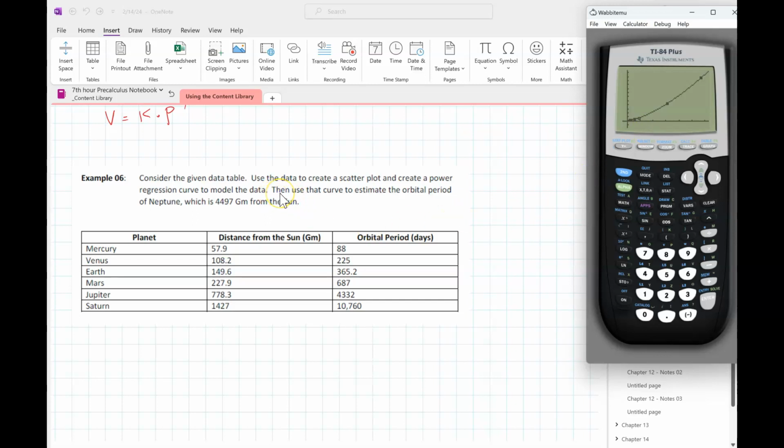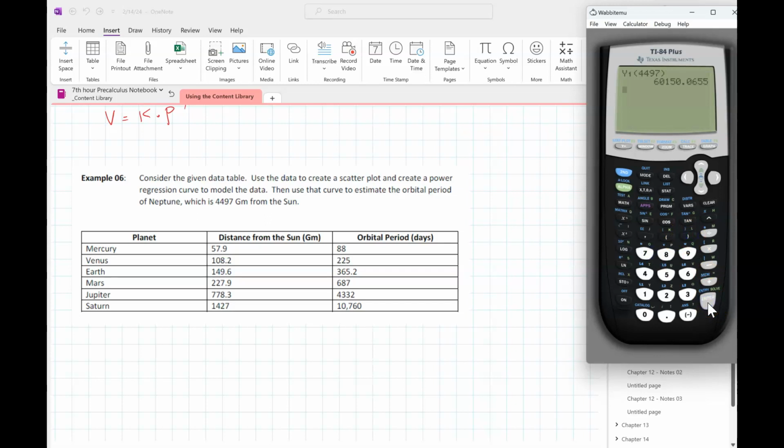The last part of the question says to use the curve to estimate the orbital period of Neptune, which is 4,497 gigameters from the sun. So that is going to be an x value that we want to plug into our equation, right? Notice all our x's are gigameters. How do we do that? I exit to the main screen, and now I want to do Y1 of 4497. So I just need to retrieve that Y1 again. How do I do that? Vars, Y-Vars, Function, Y1. And then I'll do parenthesis 4497 and press enter.